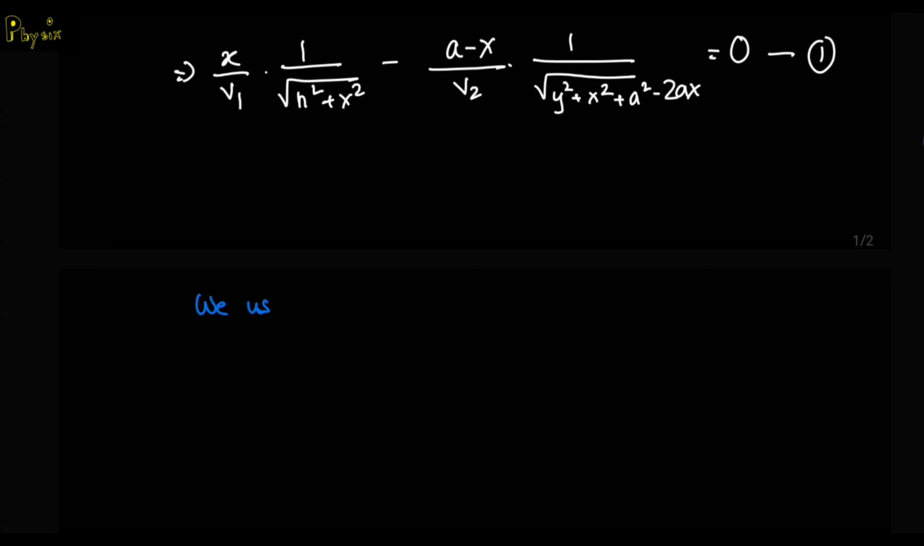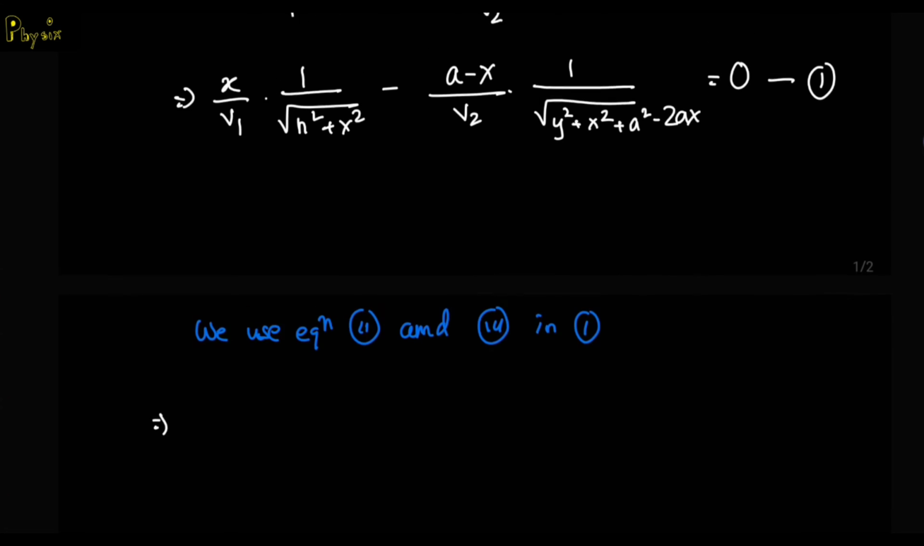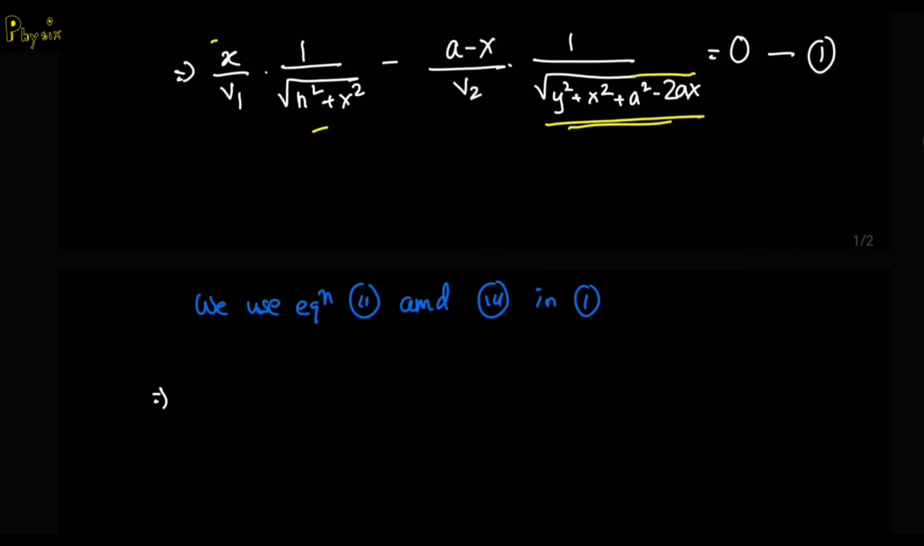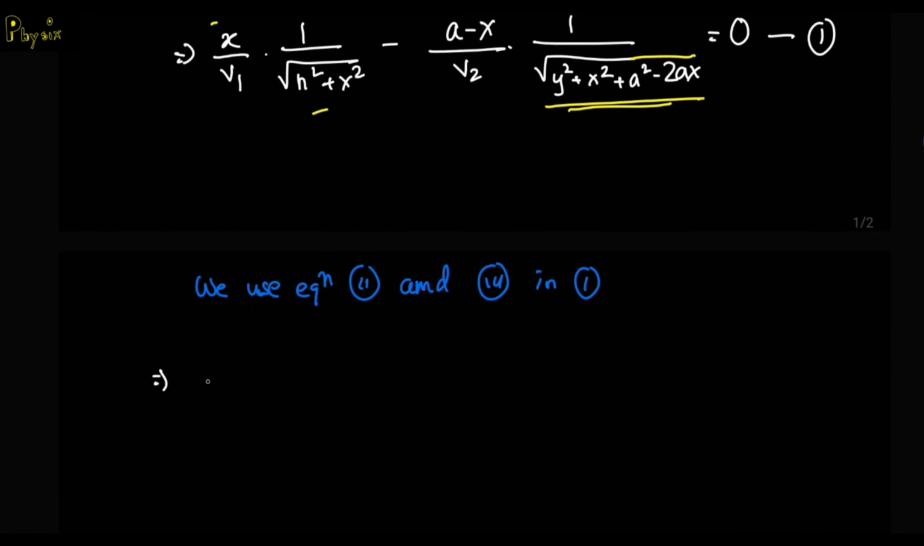We use equation 2 and 3 in equation 1, and we get that this entire expression, x over the square root of h squared plus x squared, given over here, and a minus x over the square root of this entire thing over here, turns out to be sine of theta 1 and sine of theta 2 respectively. So we could write equation 1 as sine of theta 1 over v1 minus sine of theta 2 over v2 is equal to 0, as said in equation 1.